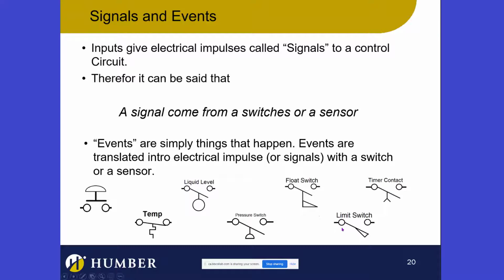A limit switch indicates that something has reached its limit, like a door has been opened all the way, or a door has been closed all the way. And obviously a float switch is going to be floating up and down. A pressure switch is going to tell you if the pressure has reached a certain level. So all of these switches we will learn more about as we put them into ladder logic.